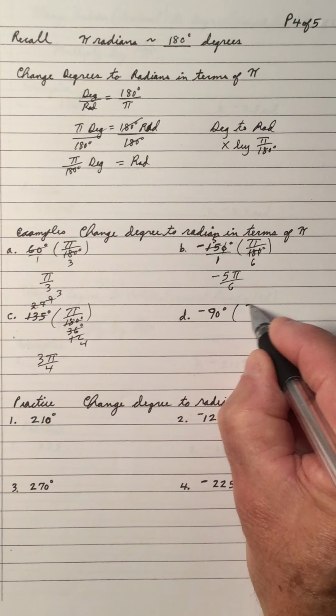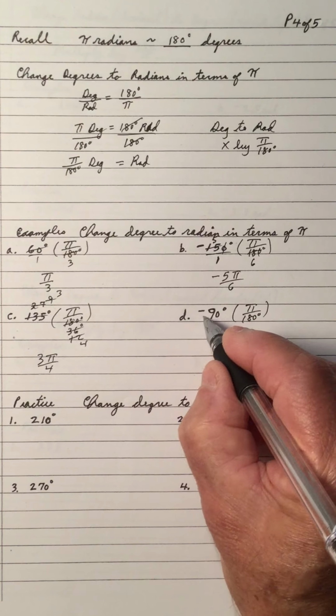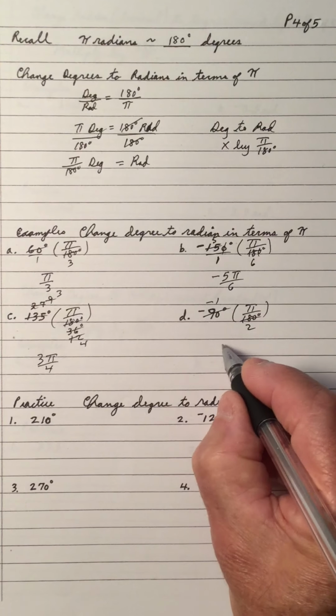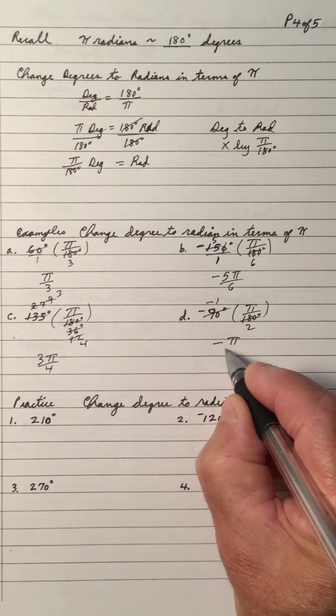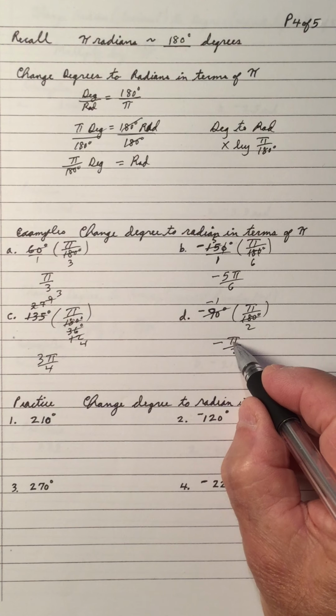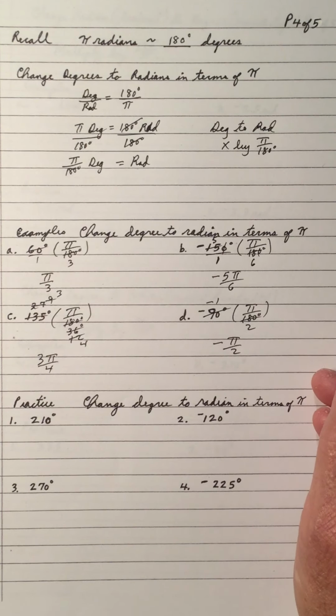And a negative 90 is multiplied by pi over 180. And the 90 cancels into this negative 1. 90 into 180 is 2. So I got a negative pi over 2. And if you check it, what's pi? 180. So negative 180 divided by 2, negative 90.